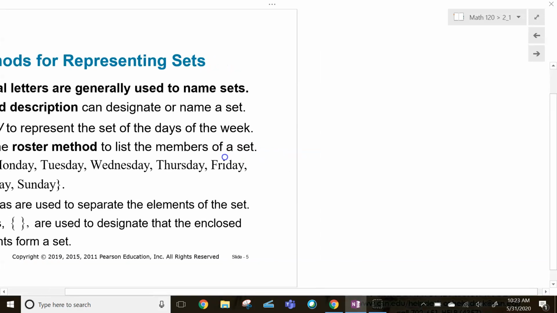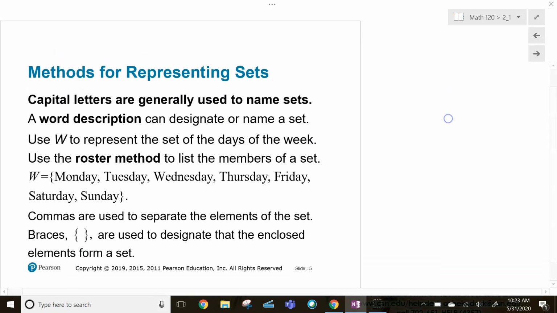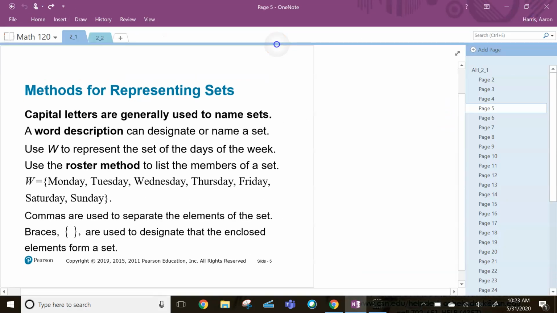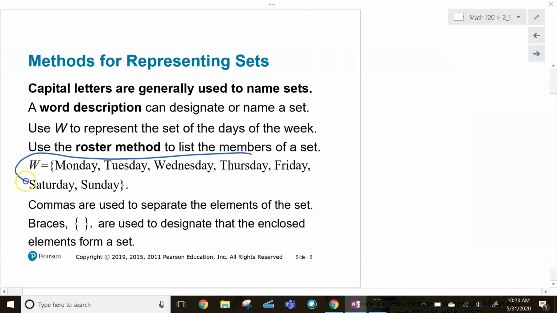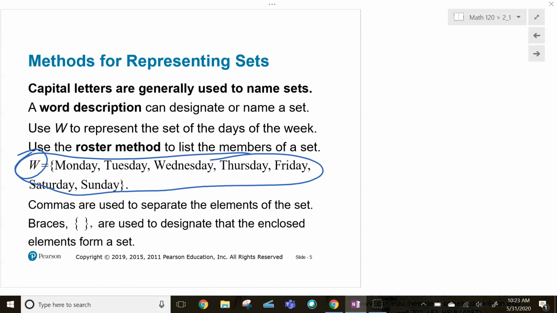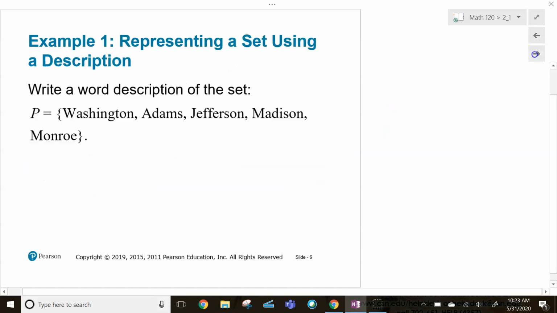So here's an example. You see the capital W right there. We use capital letters to name the set, and this is a word description. If we were creating a set with the days of the week, that's how we do it. Commas are used to separate the elements of the set, and these are called braces, in which the elements are enclosed.